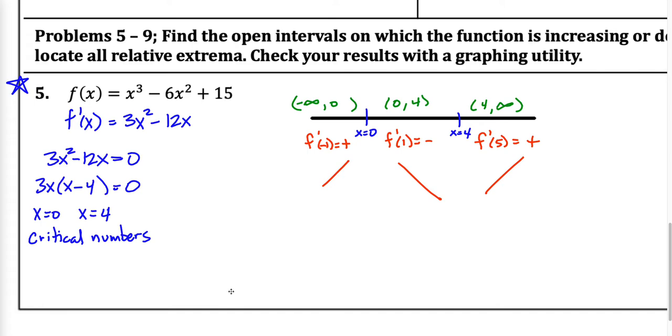Apurva, did I call on you? Okay. Do you think you can answer the increasing, decreasing one? Yeah. On the intervals negative infinity to 0, or 4 to infinity, it's increasing because x is smaller than 0, and f prime of x is bigger than 0. Perfect. I'm not going to put the official answer up there, but yeah, that's good. And then it's decreasing on 0 to positive 4. Yep, good.